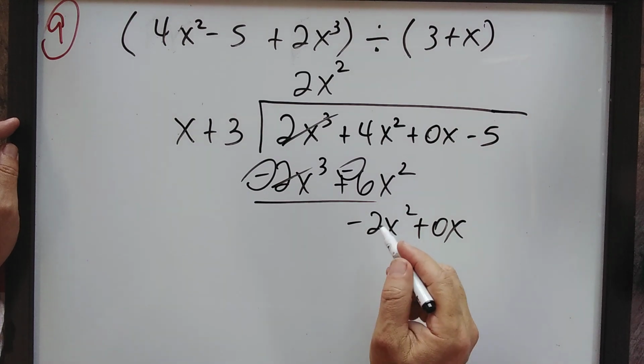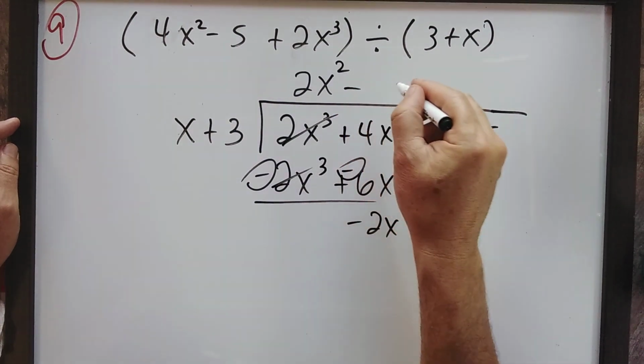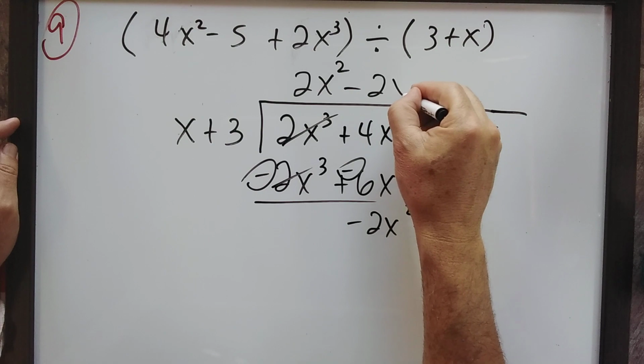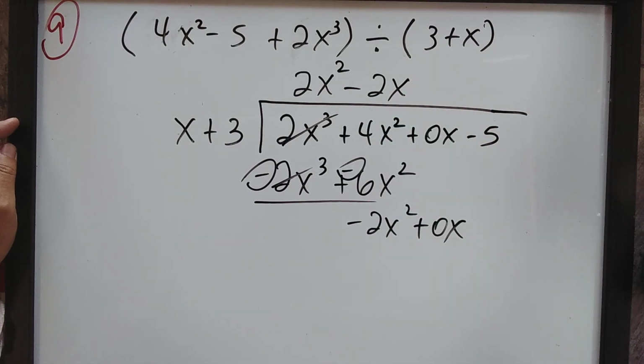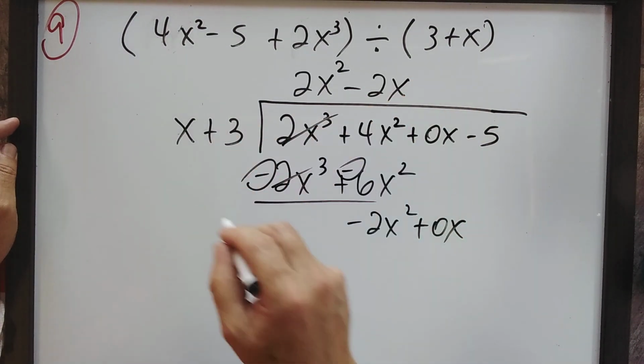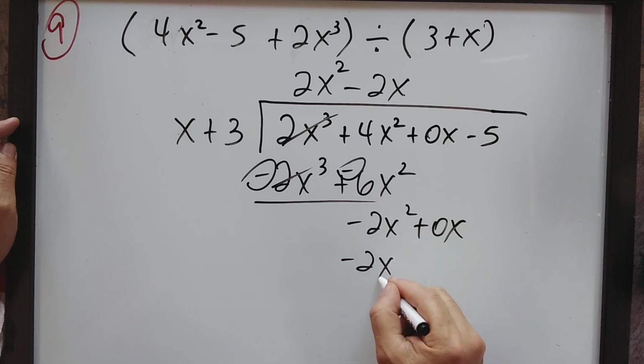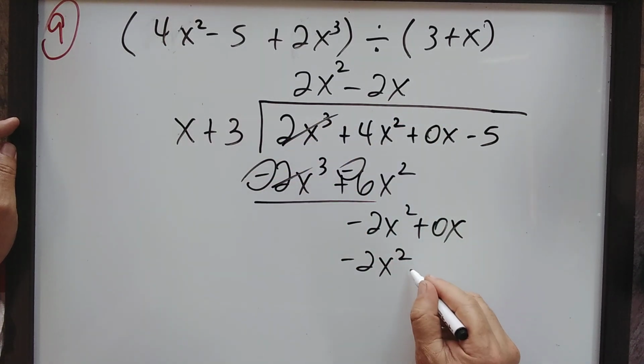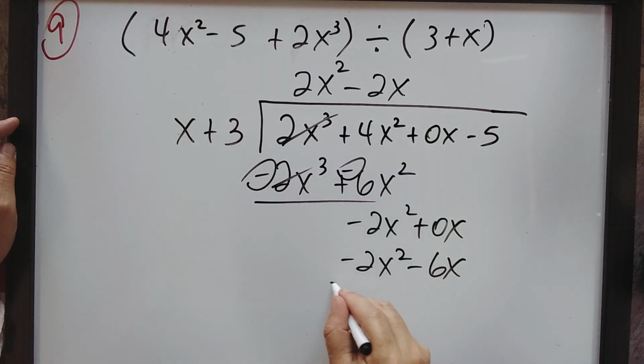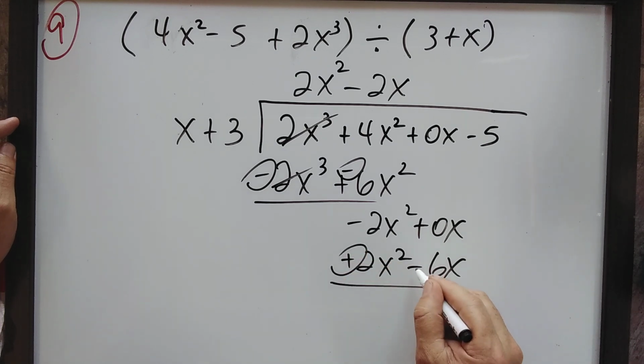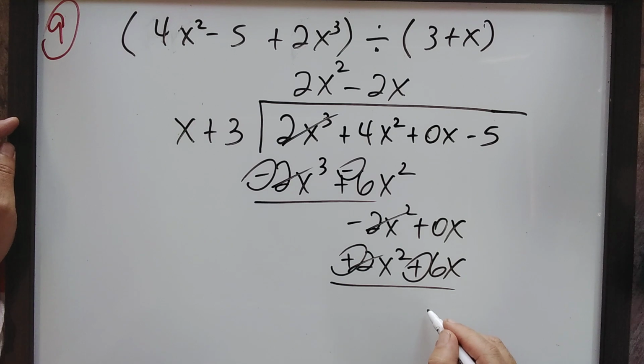Divide negative 2x squared by x, that gives you negative 2x. Negative 2x times x is negative 2x squared. Negative 2x times 3 is negative 6x. We subtract, which means you change signs on the bottom row to the opposite. That's going to cancel out. 0 plus 6x is 6x. Bring down the negative 5.